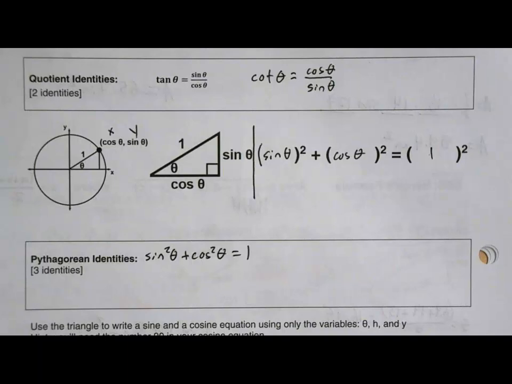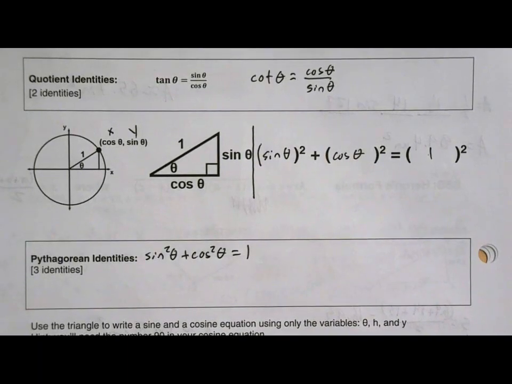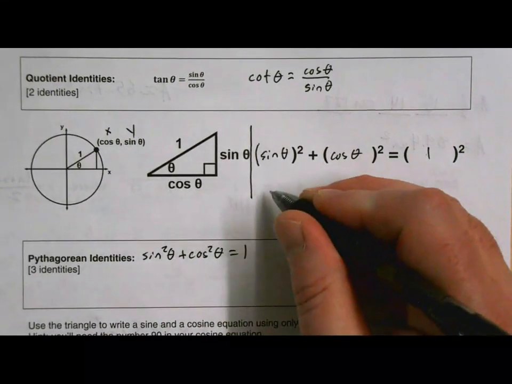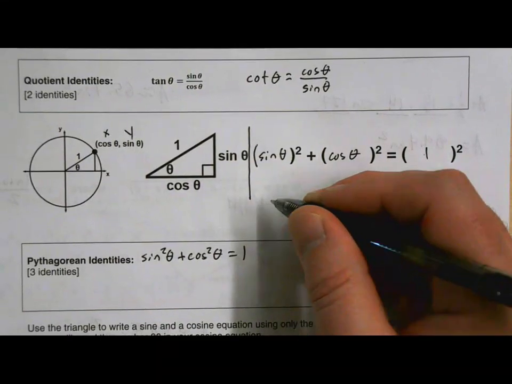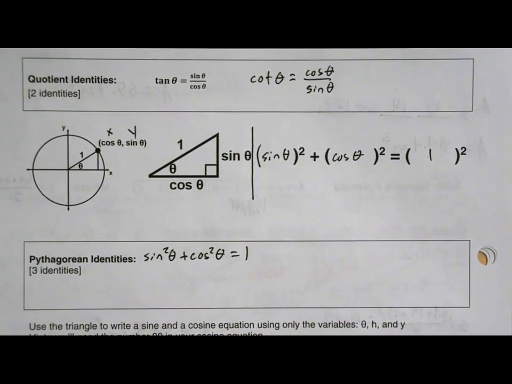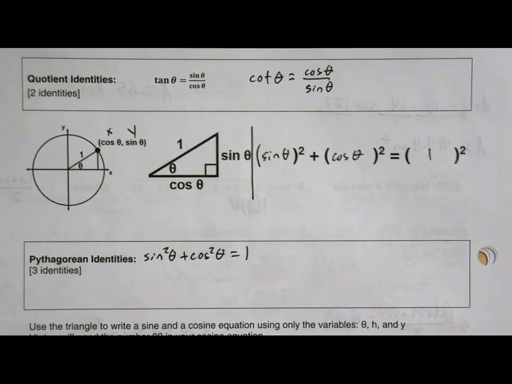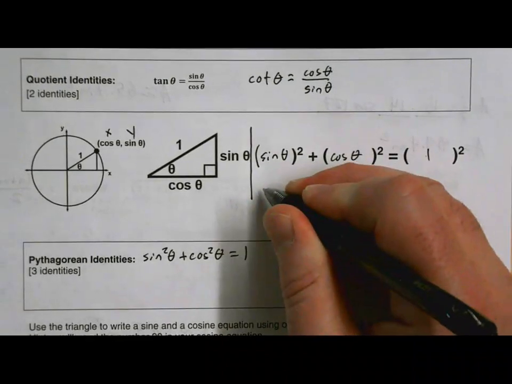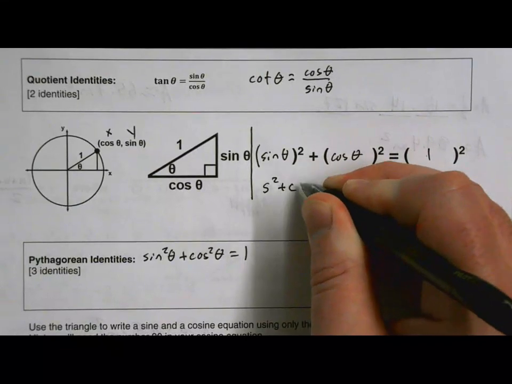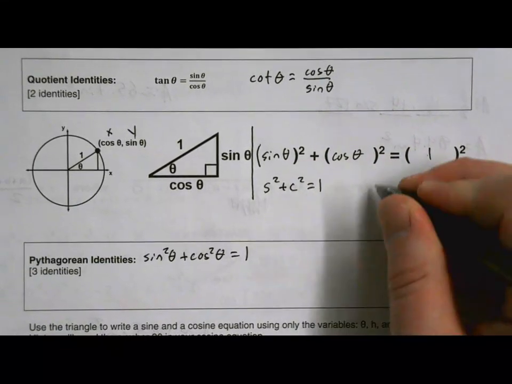There are 3 of these. There's actually a lot more if we count the different modifications we can do, which we'll talk about in a second. But there are 3 of these. I don't have the other 2 memorized because I know how to get the other 2 really, really quickly. So from this, here's what I'm going to do. I'm going to rewrite this, and I'm going to abbreviate a little bit. Sine squared plus cosine squared is equal to 1. I'm going to write it twice.